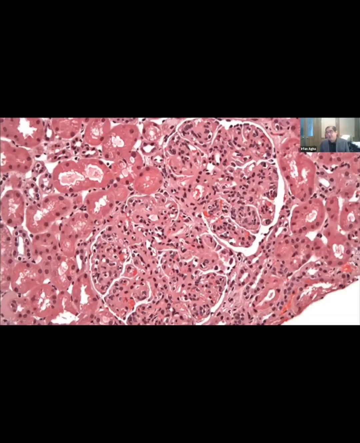And this is what an MPGN glomerulus looks like. You can see it is very different from the normal glomerulus I showed you a little while ago. It looks like it's kind of swollen. It is angry. You see a lot of cells. You don't see a lot of capillary lumina. And it looks lobulated. It looks a little bit like the brain, doesn't it?